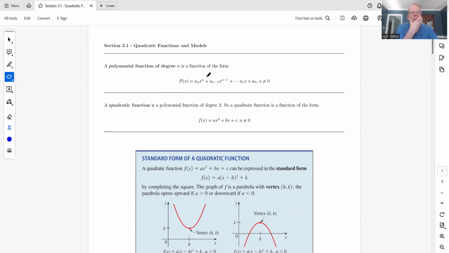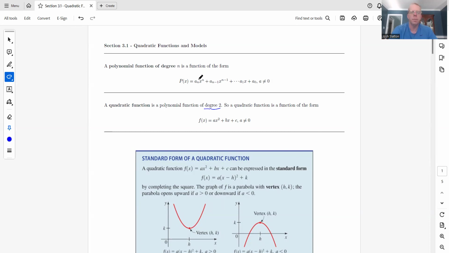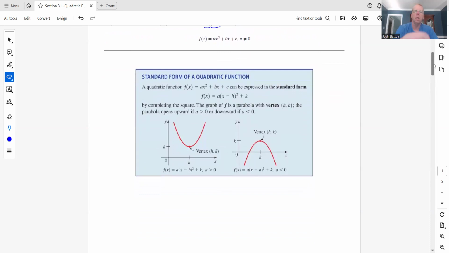Now, in this section, we are going to look at quadratics, and quadratics have degree 2, which means the highest exponent is a 2. So we have ax squared plus bx plus c. Now we can write this in a different form called standard form.